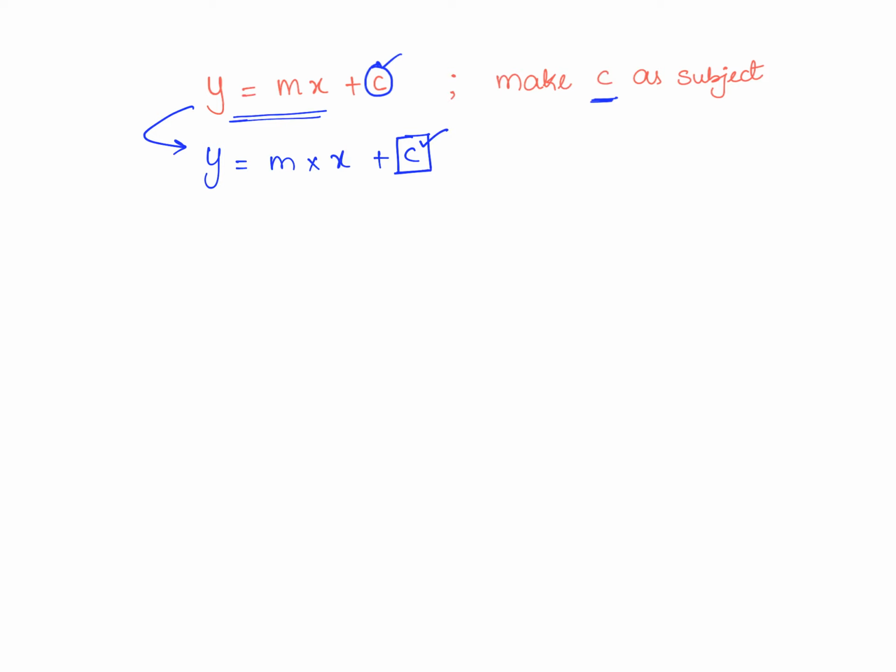So let us start sending m to the other side. So y equals, the m over here is multiplying, right? If it goes to this side it will divide, giving y by m equals x plus c, which is wrong. The reason is very simple. Here m is multiplying with x, no doubt, but here it needs to divide. That is our misconception.